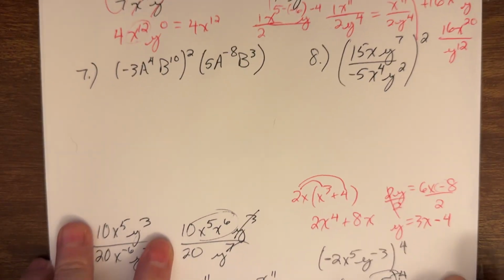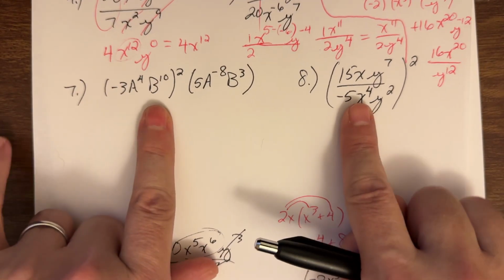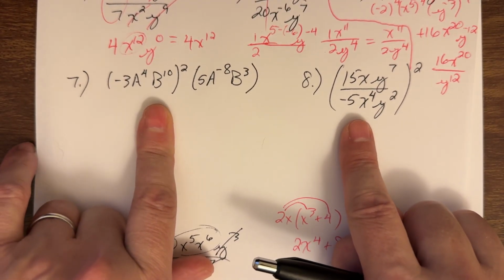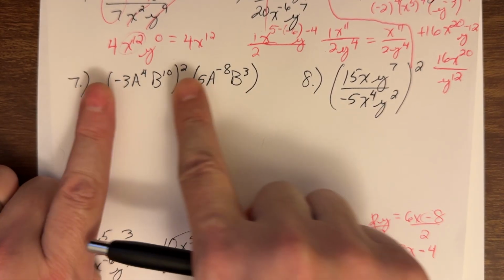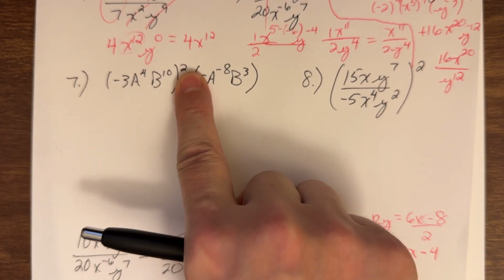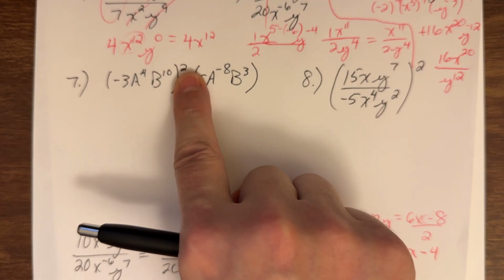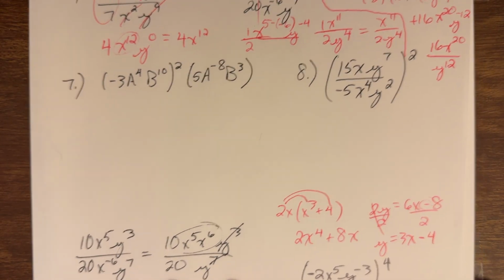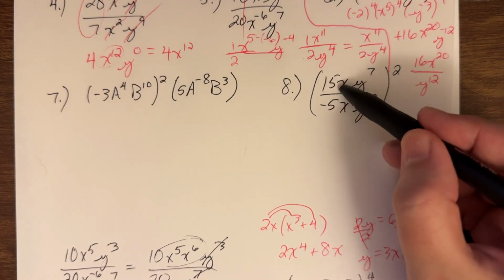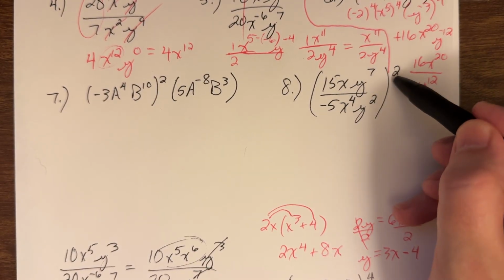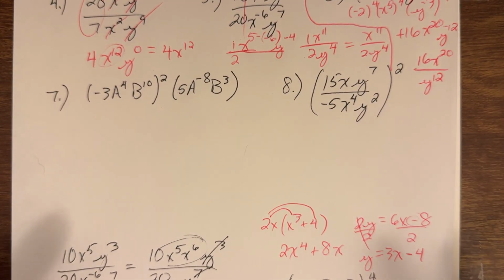Last two, numbers 7 and 8. Now we've got some combinations. I've got multiplication, but I also have this extra exponent, a power to a power. Where do I start? Number 8, I've got division, but I also have all this raised to a power to a power. Where do I start?